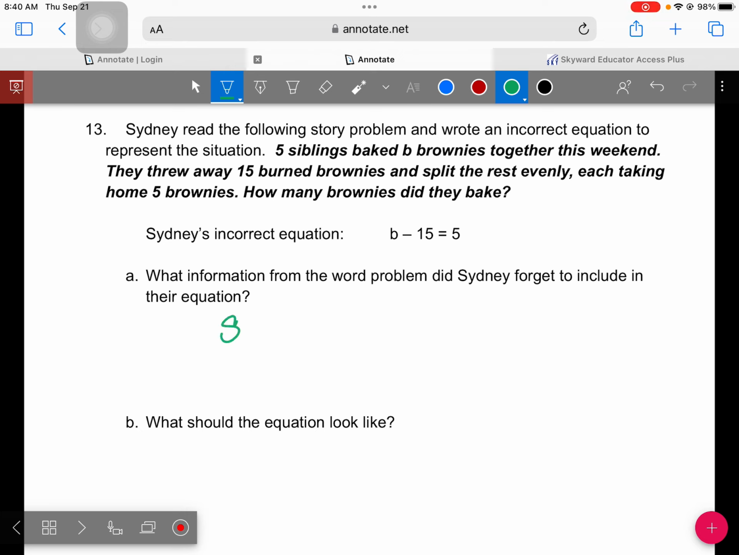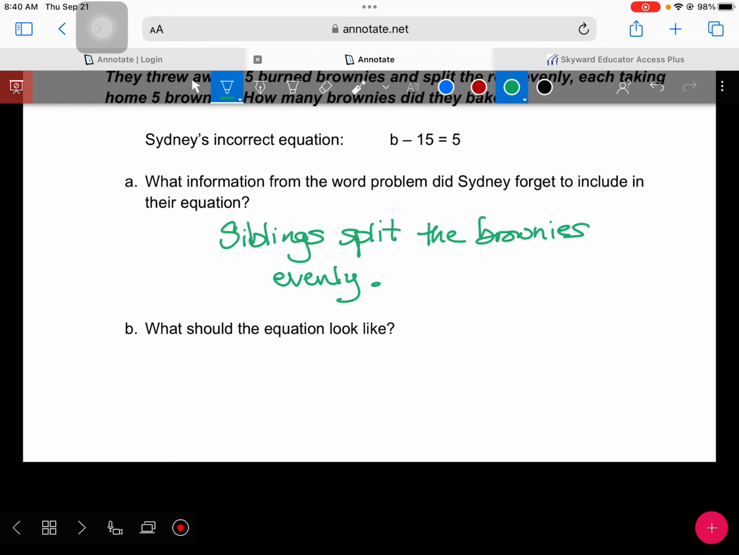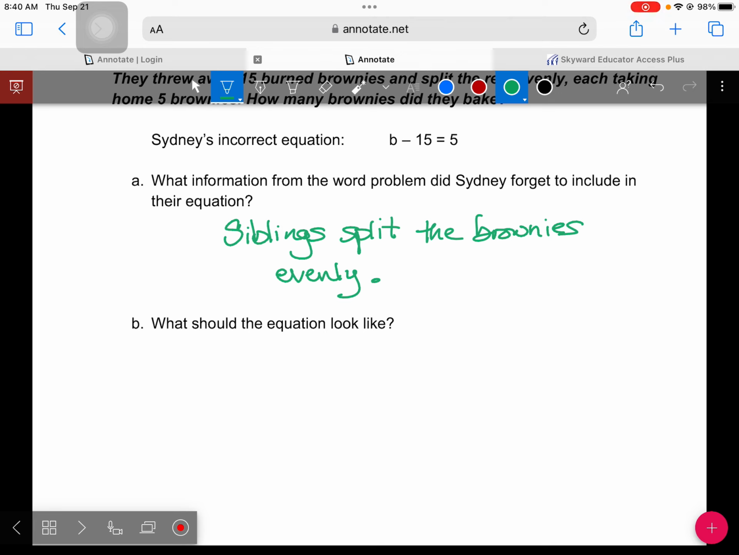Yes, the siblings split the brownies evenly amongst the good ones that were left. Split the brownies evenly amongst themselves. Okay? What should the equation look like?